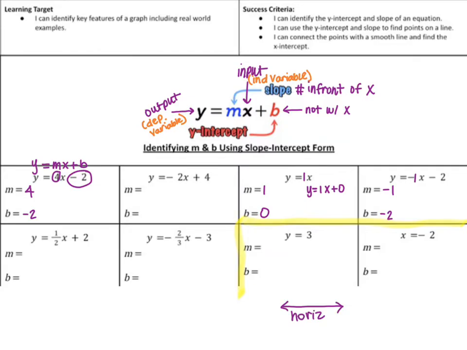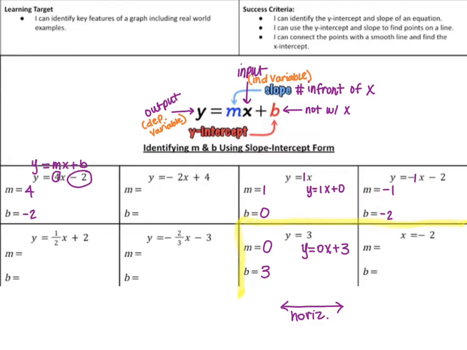If we don't have an x written on our equation, how many x's do we have? 0. We could write this equation as y equals 0x plus 3. And remember, the slope of horizontal lines is 0. This means that our y-intercept is 3.